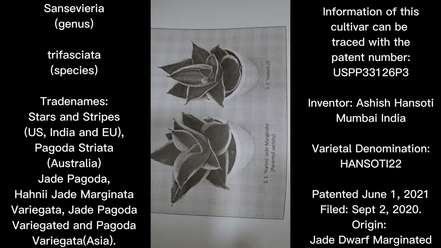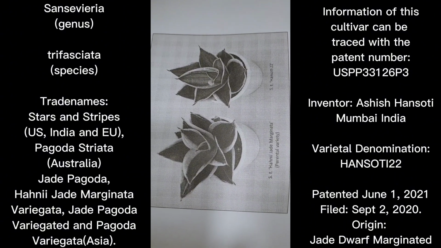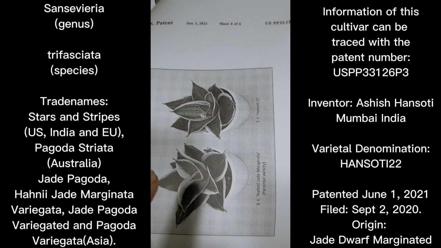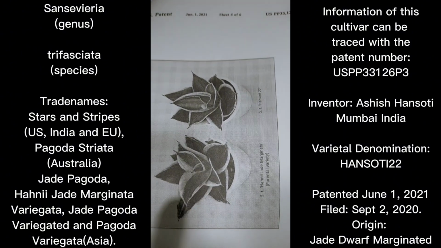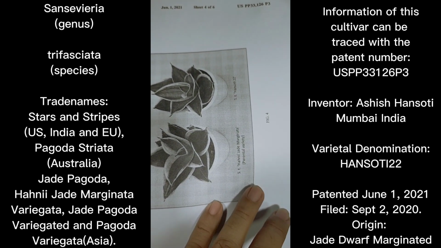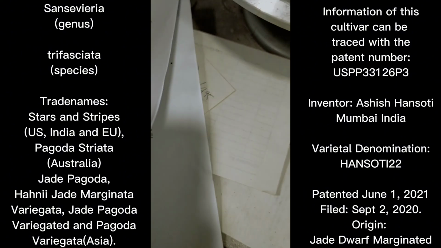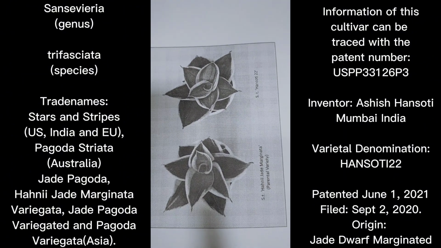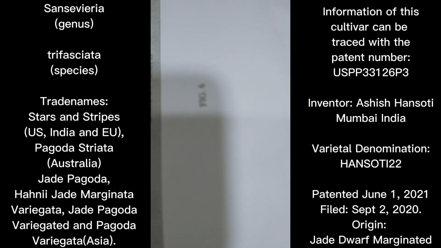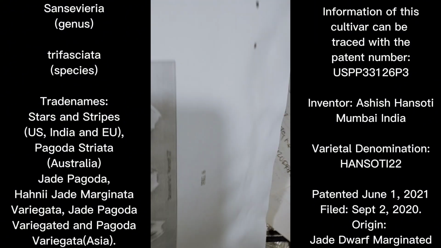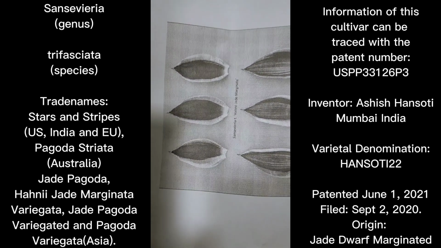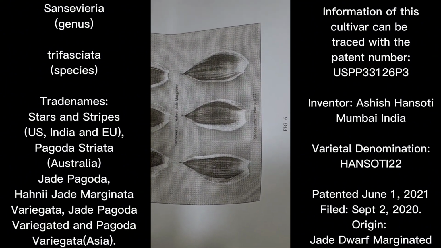So page 6 would be showing you the parent of where the plant came from. So they referred to this as Hahnii Jade Marginata, but that is not the official name of it. It is Jade Dwarf Marginated, and Jade Dwarf Marginated is the parent plant of Hansel 22. So I'm just showing you the proof that they have submitted on the patent, and more proof as well. Here you go. I think it's just the same figure 4 and figure 5. Last page is actually, I'm sorry about that, figure 6, which is showing you the leaf pattern of Jade Dwarf Marginated and the Sansevieria trifasciata Hansel T22.